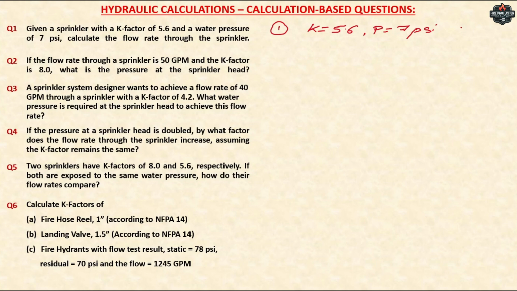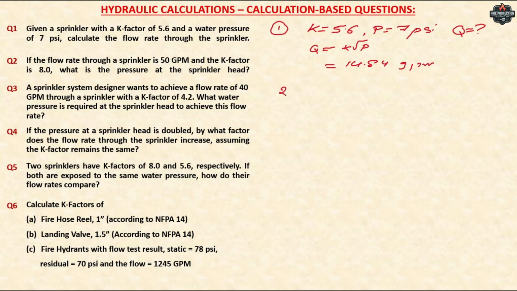So you need to calculate Q here. This is pretty simple, this is not a problem. So I can write Q is equal to K root of P. Okay, and put all the values. K is 5.6 and P is 7. So you will get Q is equal to 14.84 GPM.